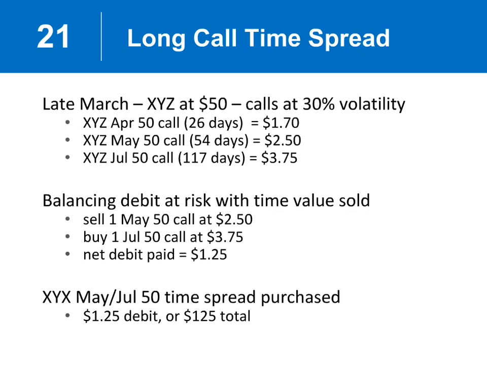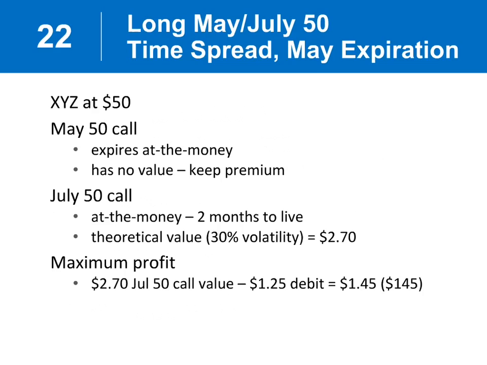Slide 22. We are just talking about the stock at 50, and as we get to May expiration, if the stock is just below $50, obviously the option will expire just out of the money and has no value. So we'll have kept that time premium. Where does that leave us? That leaves us long the July 50 call.